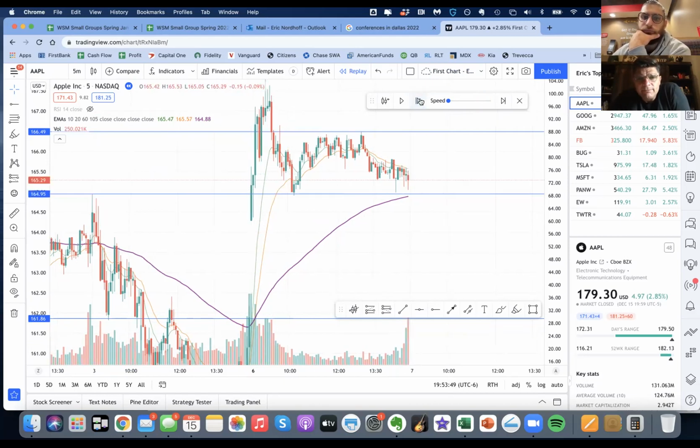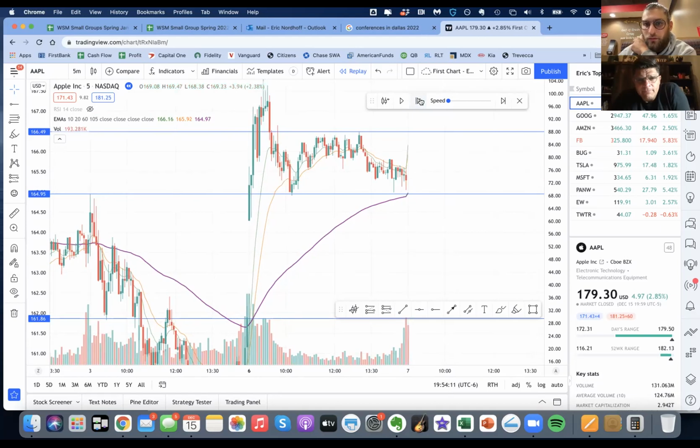Ooh, big. Okay, so it has not reclaimed it yet. Yep, we're below it. So right now the only thing that we're thinking is if I get a bull candle that closes below the 10, I am allowed to set up a short trade. Okay. But right now we're doing nothing.